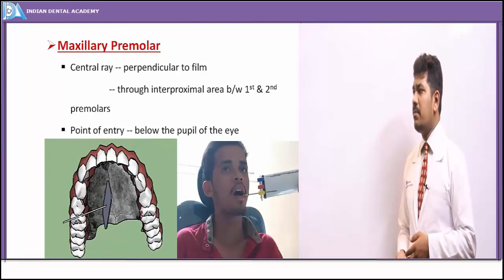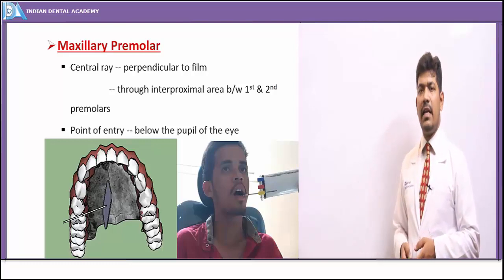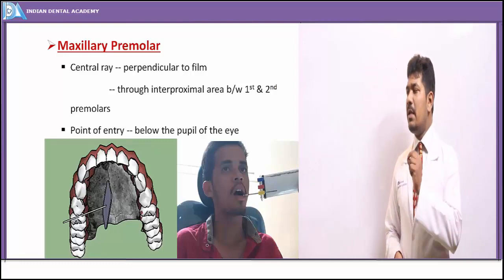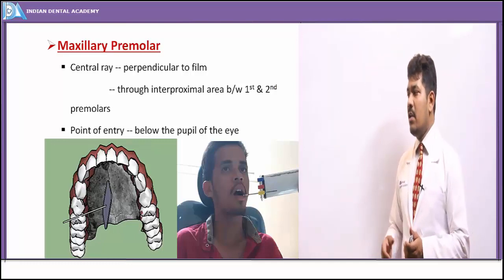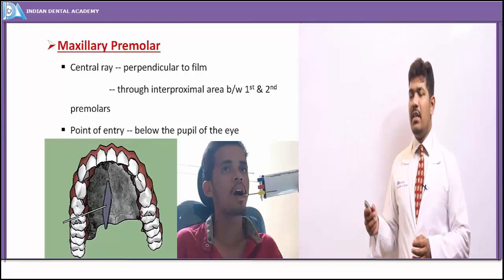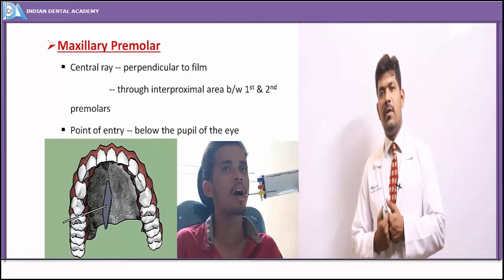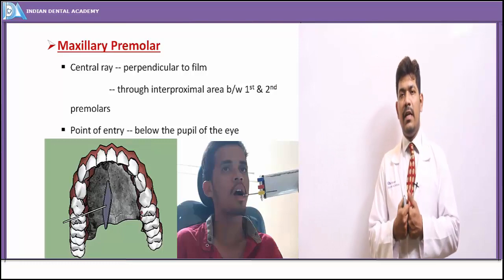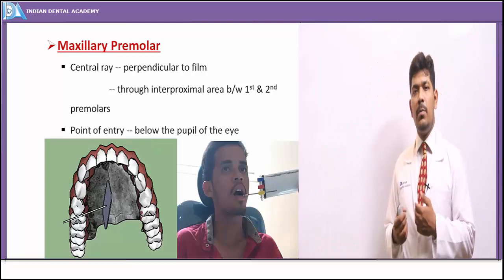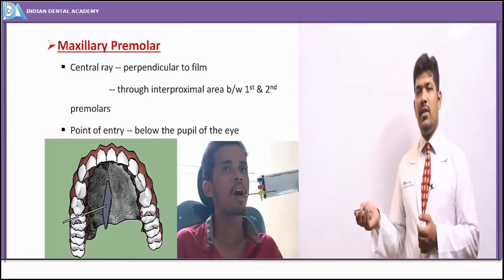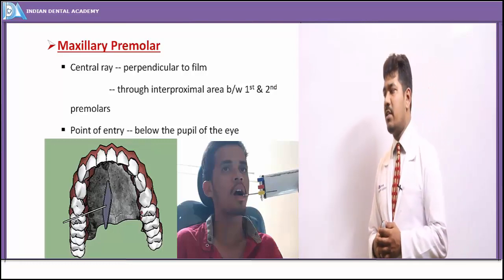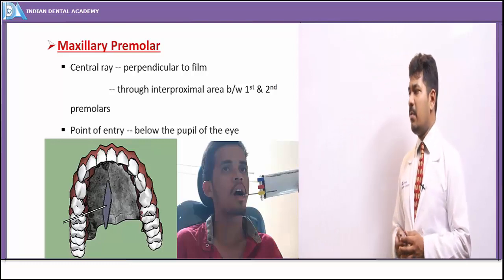Now the maxillary premolar central ray, again standard, it has to be perpendicular to the film, and it has to pass through the interproximal area between the first and the second premolars. Now both the first and the second premolars are taken by this maxillary premolar projection, wherein the point of contact between both the first and the second premolars has to be the area wherein the central beam hits it perpendicularly. The point of entry, again, is below the pupil of the eye along the maxillary arch, which enables it to pass perpendicularly through the point of contact between the first and second premolars.